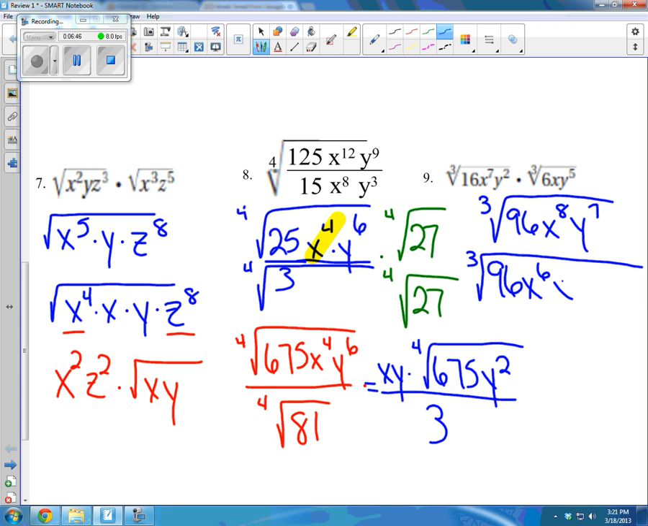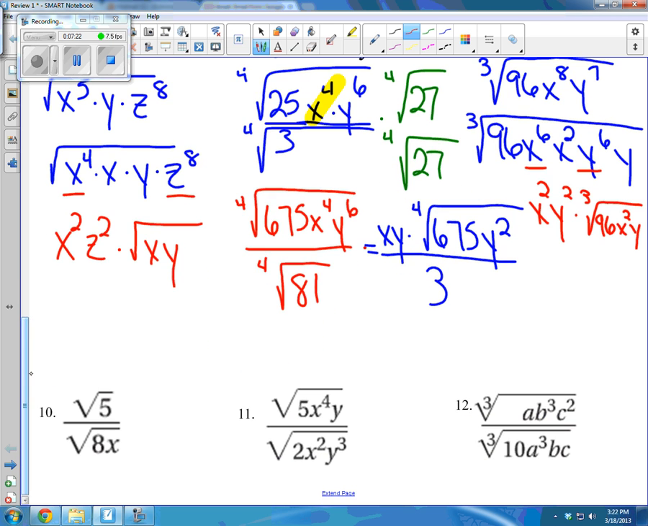I'm going to have x to the 6th, x squared, y to the 6th, and a y. And now I'll take out the perfect stuff, which is the x to the 6th and the y to the 6th. So in red, I'm going to have to squish this in there as far as my answer. I'm going to have x squared coming out, y squared coming out, and then still in the cube root is going to be the 96, x squared, and a y. I'm going to have to write this small. And that's number 9.